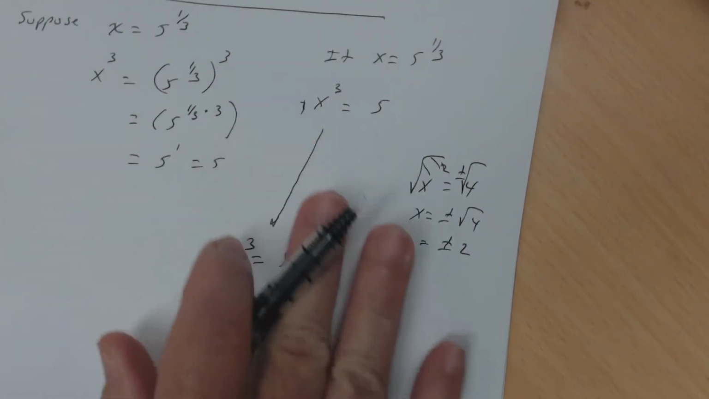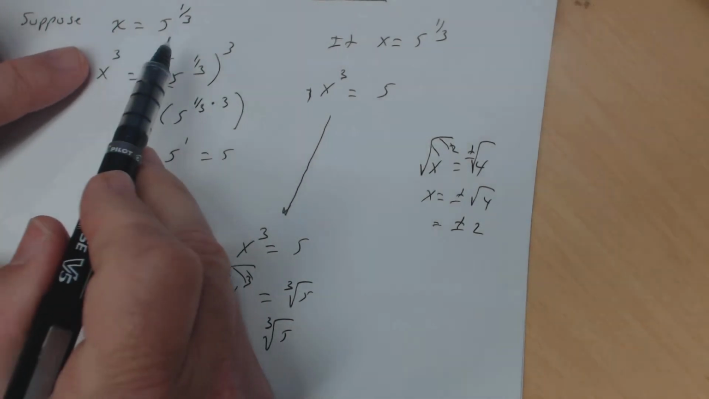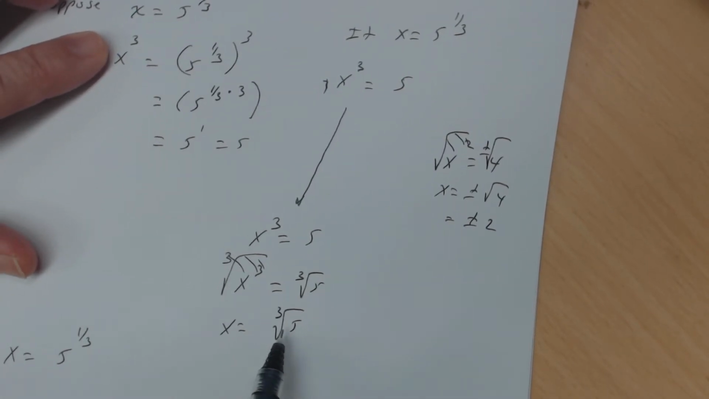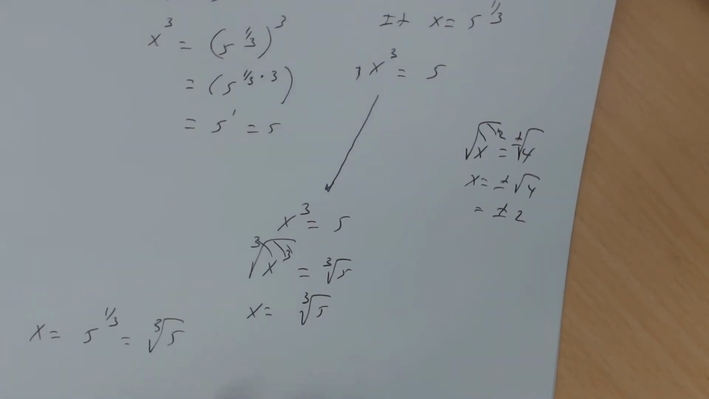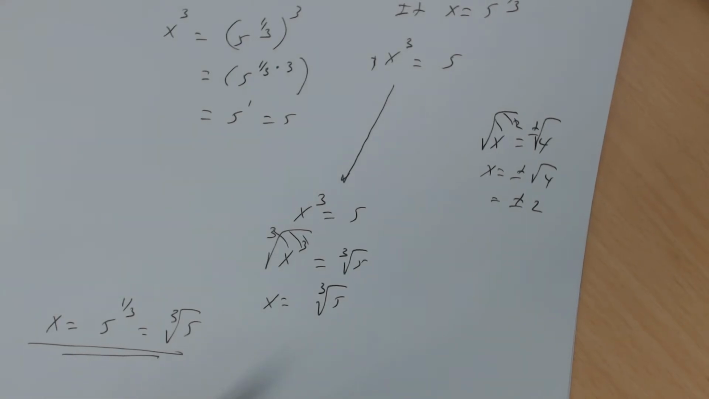And the whole point of all this is for you to see this now. X right here was equal to this. So we have x equals 5 to the 1/3, but x is also equal to the cube root of 5. So here's the point. This is what we're going to look at now. All right, so this is what you have to remember.